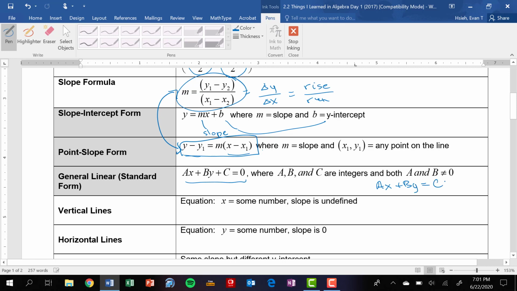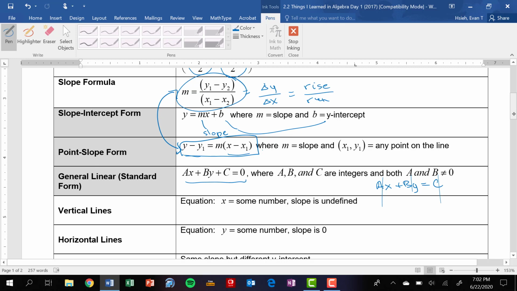And most often it's used when people are solving systems of equations, plural, and they want to get all the x's lined up, all the y's lined up, and all the constants lined up on the other side of the equal sign, and then you want to use the elimination method where you add the two equations together to get rid of one of the variables. That's when you most frequently see general linear form or standard form.